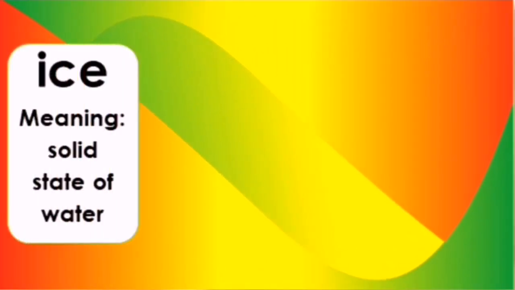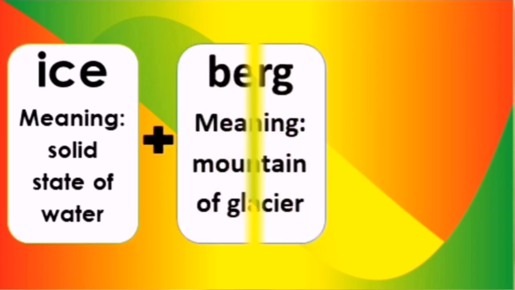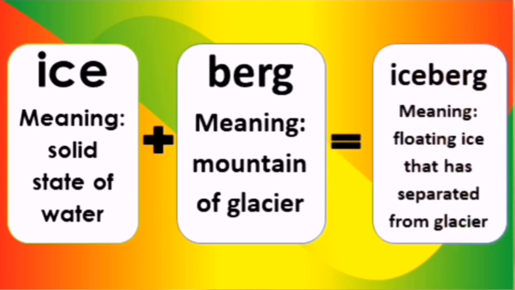Iceberg comes from the words ice and berg that have different meanings. Ice means solid state of water, while berg means mountain of glacier. This results to iceberg, which means floating ice that has separated from glacier. We will notice that from two individual words having different meanings, we can form a new word with its own meaning as well. What do we call these words?